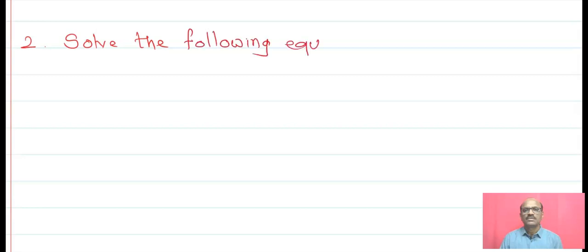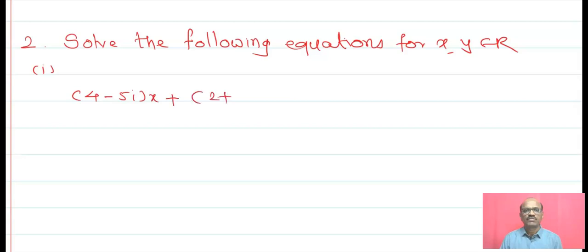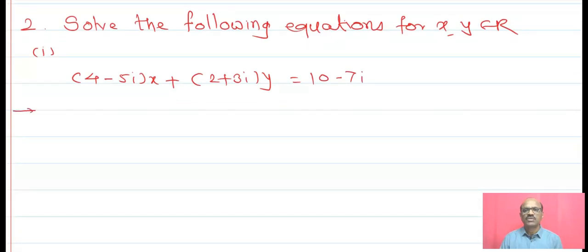Now question number 2. Solve the following equations for x, y belonging to the set of real numbers. First is (4 minus 5i) times x plus (2 plus 3i) times y is equal to 10 minus 7i.